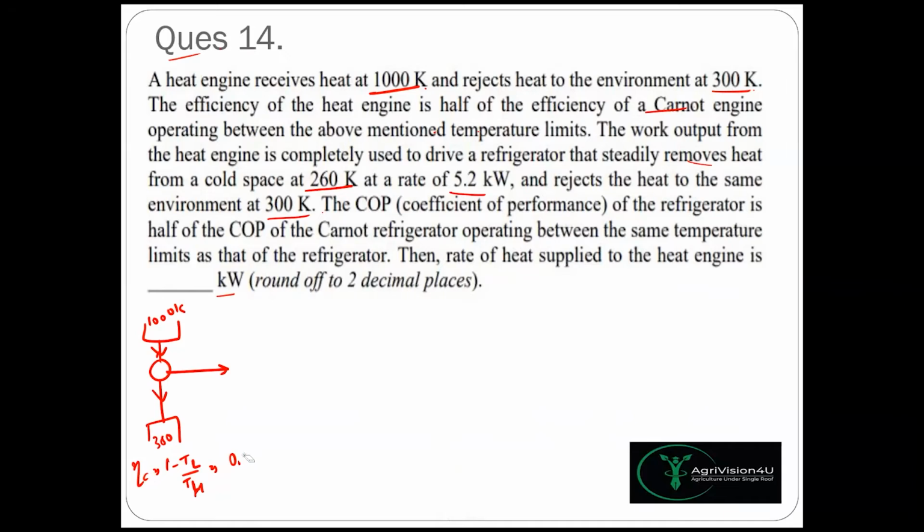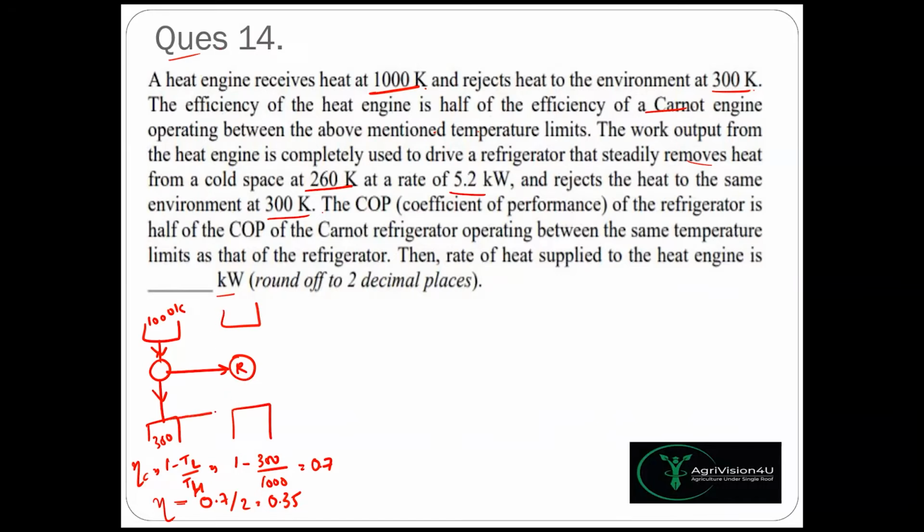How can we find it out? We will find it out by 1 minus 300 divided by 1000. It will come out to be 0.7. Now, the actual efficiency of this heat engine would be half of that of the Carnot cycle. So it will be 0.7 divided by 2, that is 0.35. Now this heat engine is used to drive the refrigerator. This is the heat engine and this is the refrigerator that operates between 260 Kelvin and 300 Kelvin.